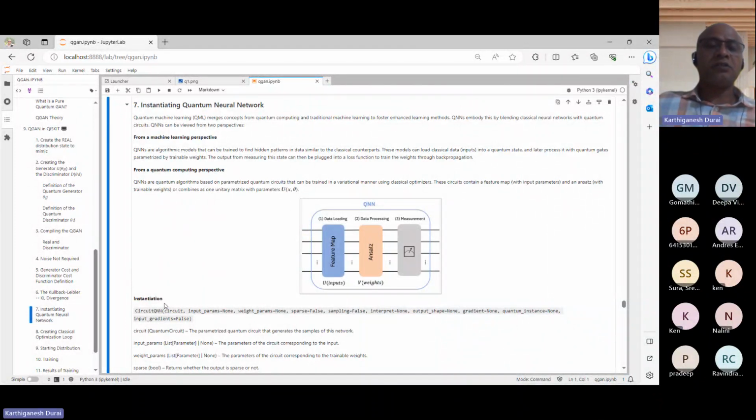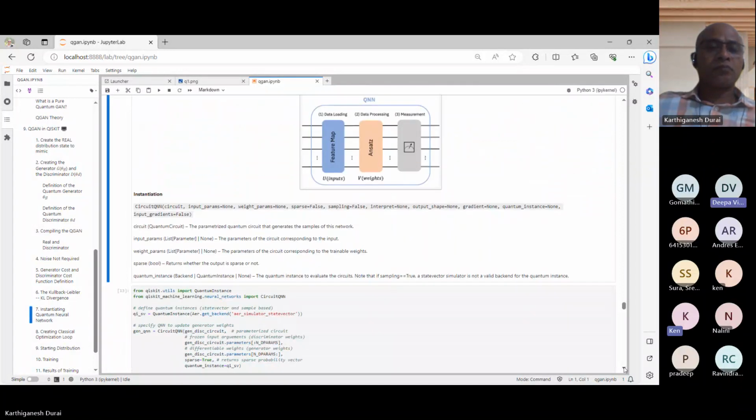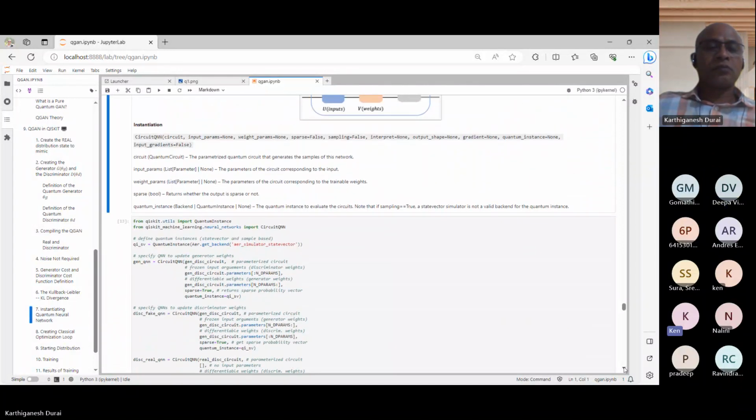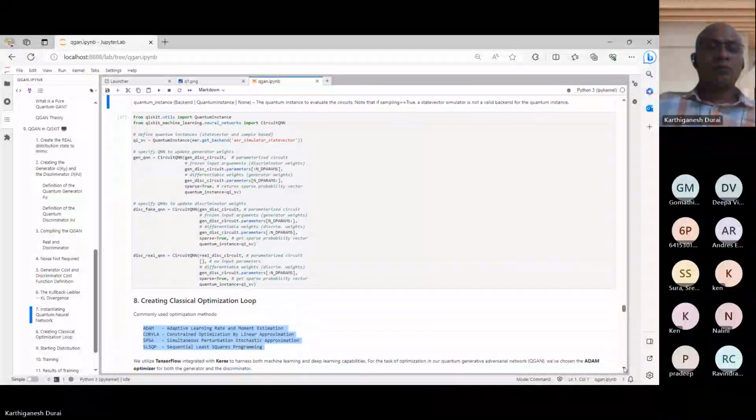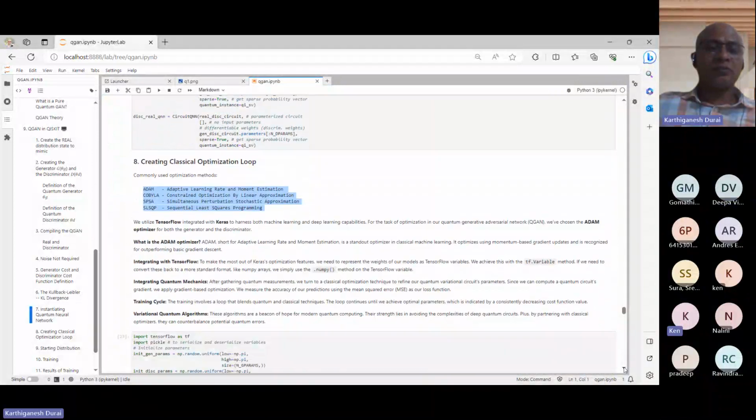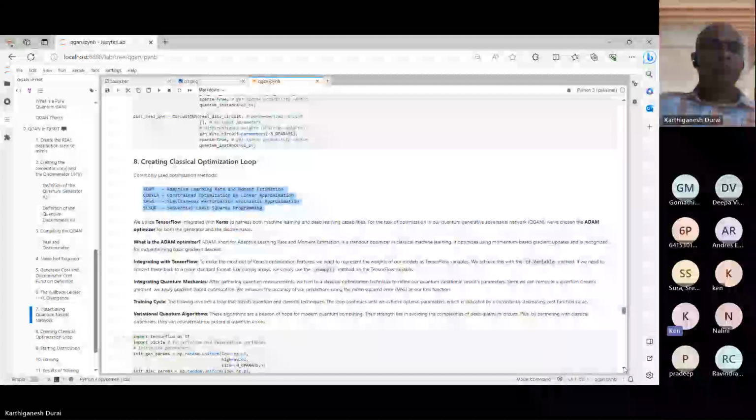There is instantiation. Yes, keep scrolling down. There is code for the TensorFlow instance. Keep going down. You want to search for tensor? Here, perfect. So creating the classical optimization loop, right?